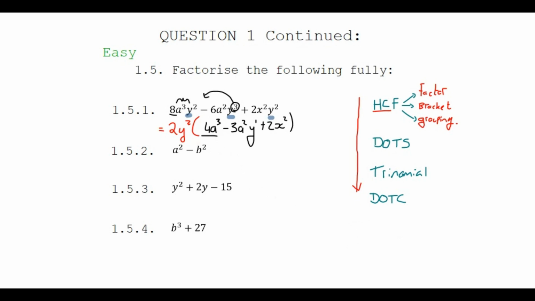Let's speed it up a little bit. Next one, a squared minus b squared. Remember, you can already see it is a difference of two squares, but I don't want you to start there. I want you to start by looking for the highest common factor. Is anything common between these two numbers? No.